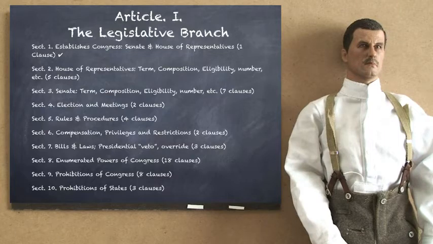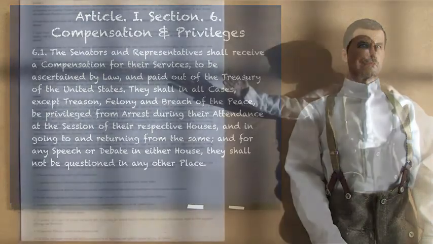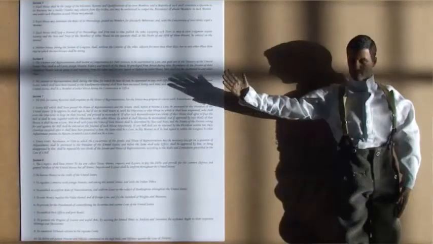And finally, I'm going to do Section 6 here, which has to do with compensation, privileges, and restrictions. And there's only two clauses. It looks like we're going to finish this pretty easy today. So here is number 6. And it's kind of long. The first clause is Clause 6.1, is what we're calling it. In fact, I should show you over here in the original Constitution. You see down there, it's right in the middle, Article 6.